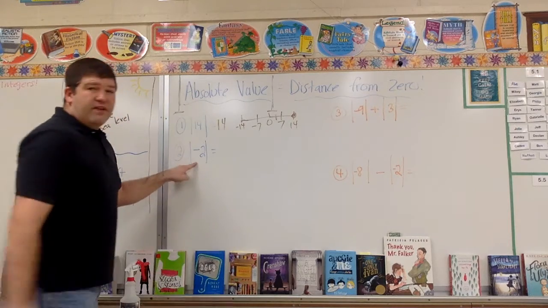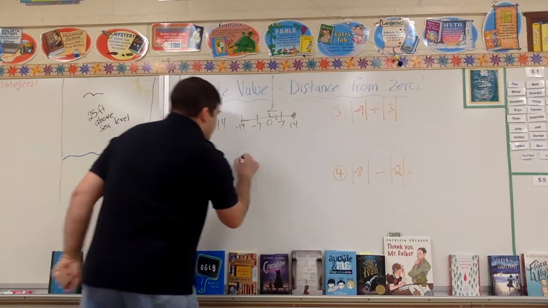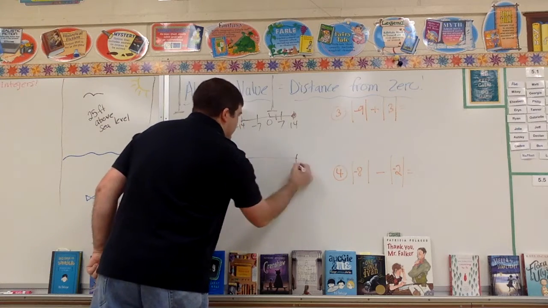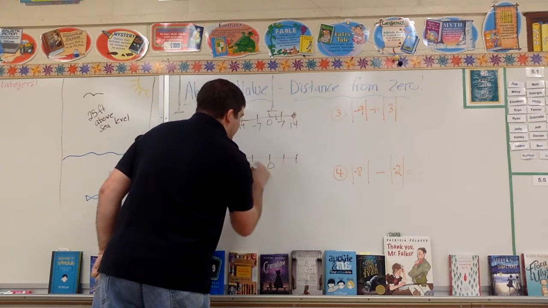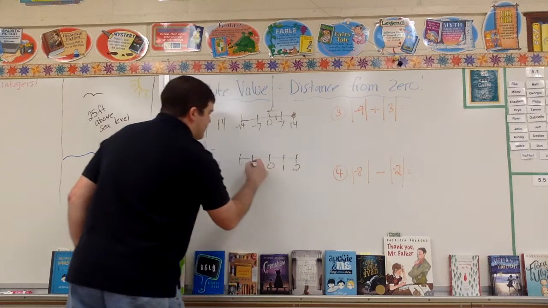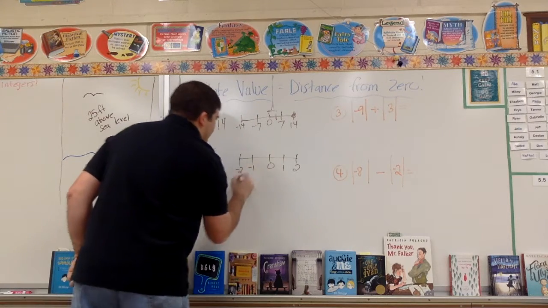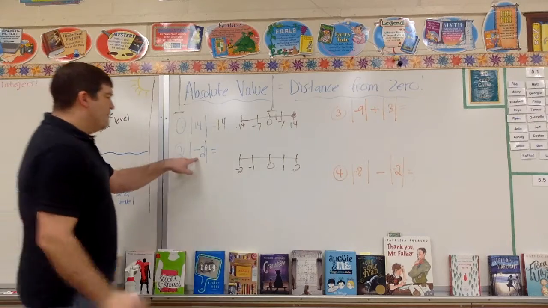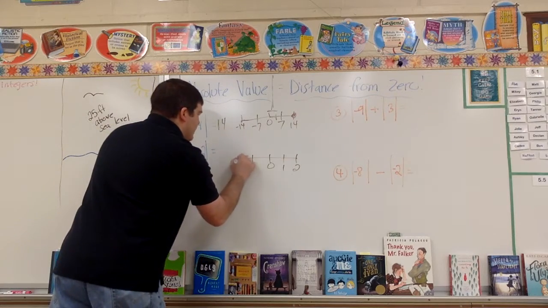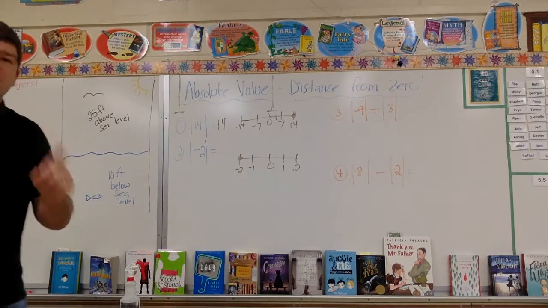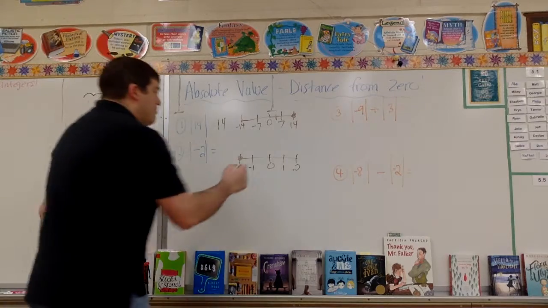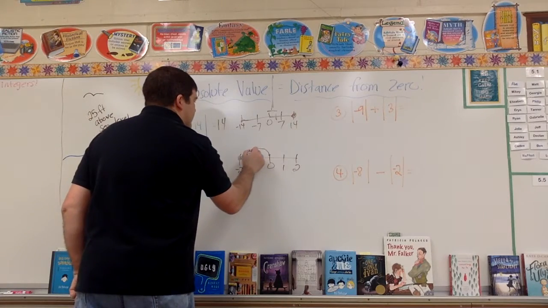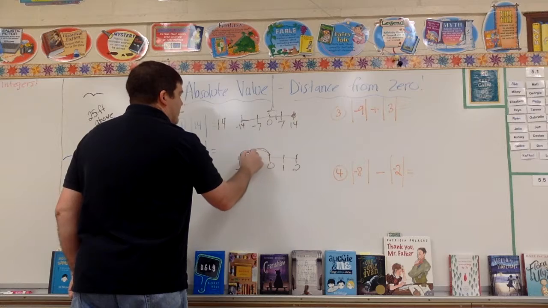Okay? Now, I have the absolute value of -2. Let's do another one here. I'm going to put my 0 here. Then I go this way, 1, 2, -1, -2. Okay. So -2, I'm going to graph it right here. Now I want the distance from 0 to -2. What's the distance from here to here? Well, I go 1, 2.